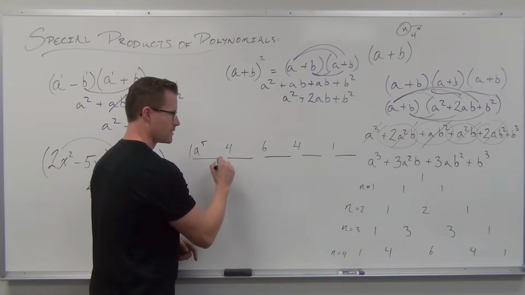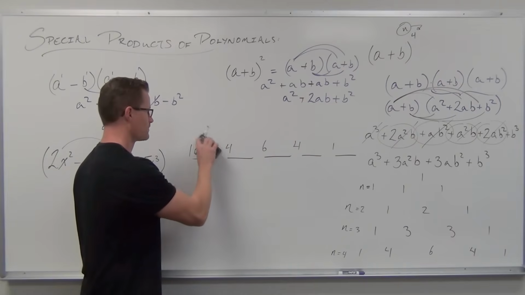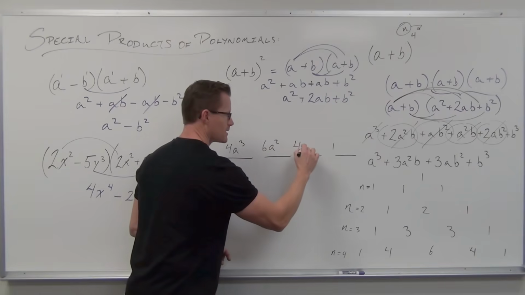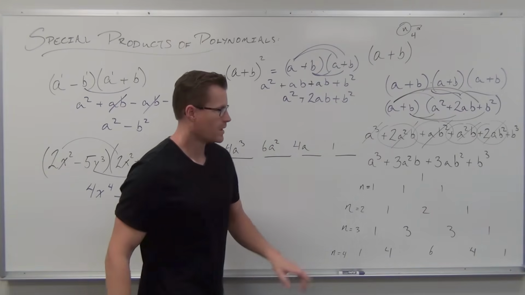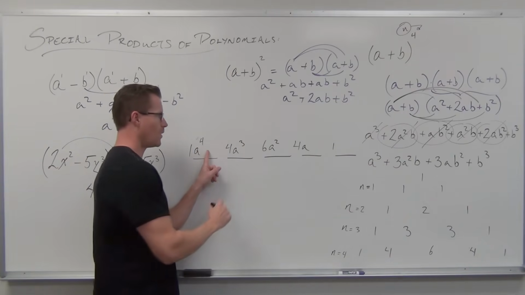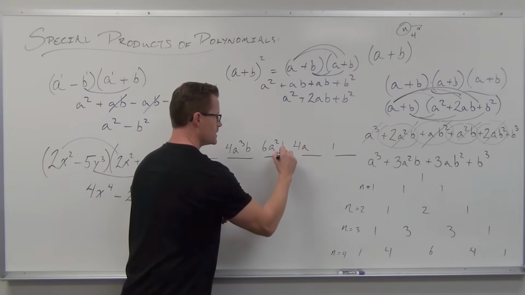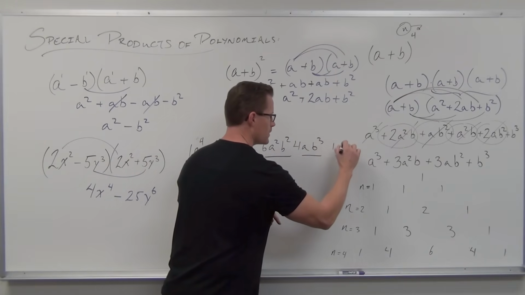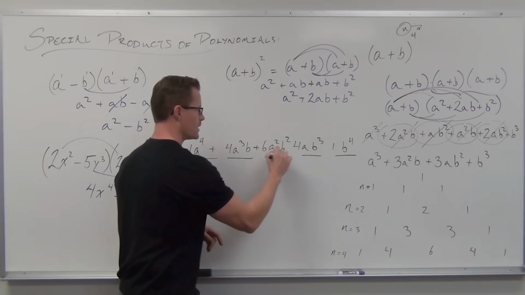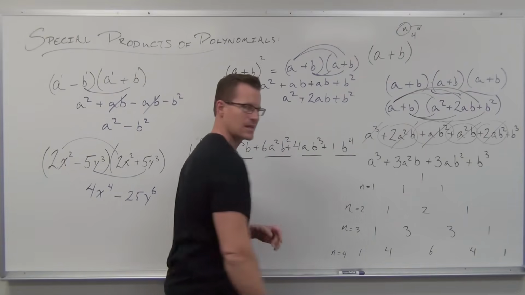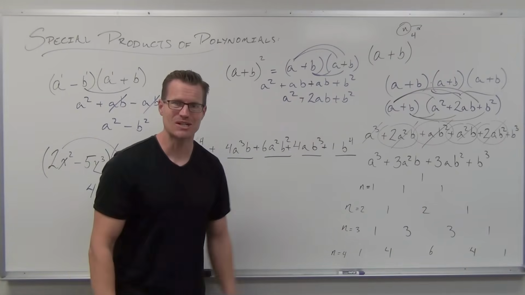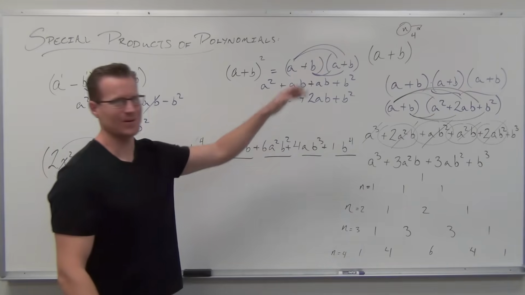A to the 5th. Oh, nope, that's wrong. That'll be the next one, sorry. A to the 4th. A to the 3rd. A to the 2nd. A to the 1st. No a's at all. Your exponents for b should be increasing. No b's at all. b to the 1st. b to the 2nd. b to the 3rd. b to the 4th. And we have all pluses. If you had minuses, they'd be alternating. That's crazy. That takes care of distribution all at one go using Pascal's triangle.